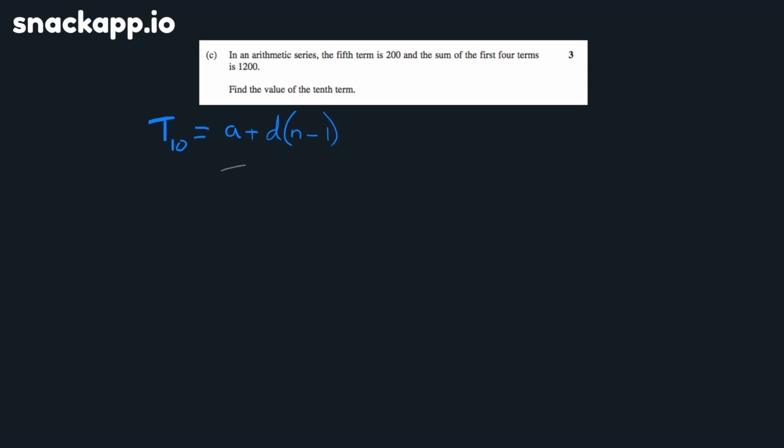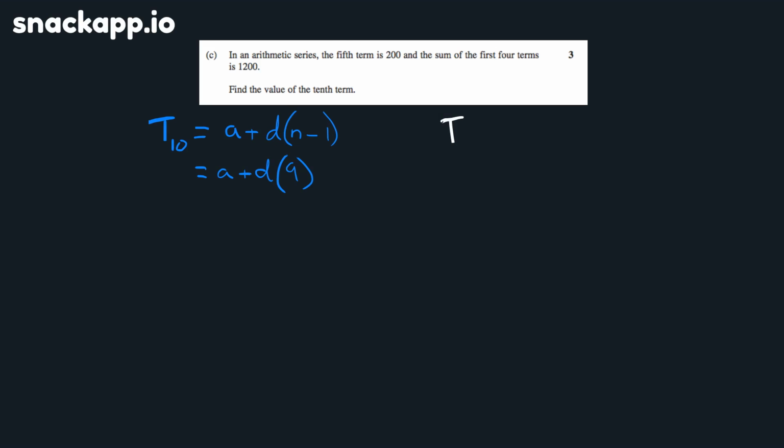So in this case, that's going to be 10. So we're just going to have the first term plus the difference between each term times 9. Okay, so that's what we're going to use at the end, but we're going to have to work out what a and d are. So to find those two variables, we're going to have to use the facts that they told us in this question, and those facts are as follows.